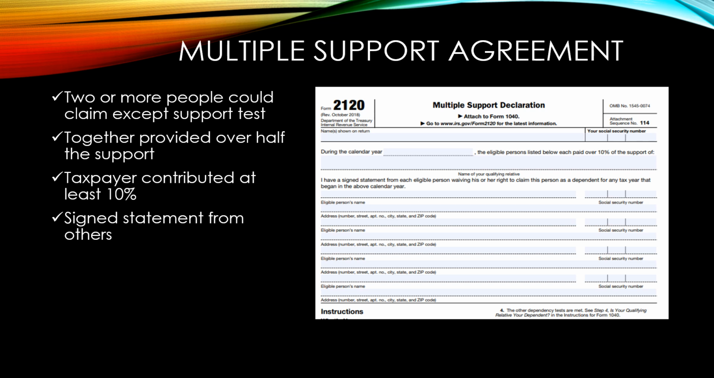If together those people provided over half of the support and the taxpayer who's looking to claim this person contributed at least 10% of that, and they have a signed statement from all the others in this agreement that they are not going to try to claim this qualifying relative in this year, then it is possible for our taxpayer to claim this person as a qualifying relative, and they would file with their return Form 2120, the Multiple Support Declaration.